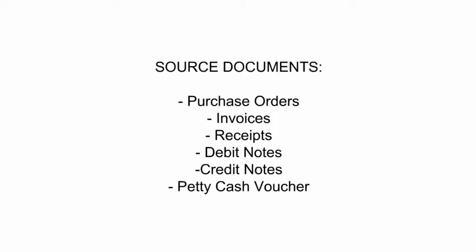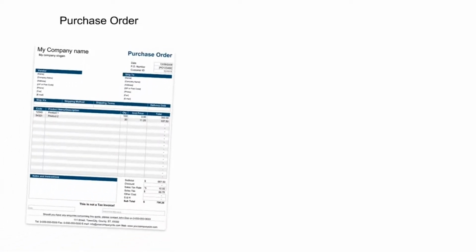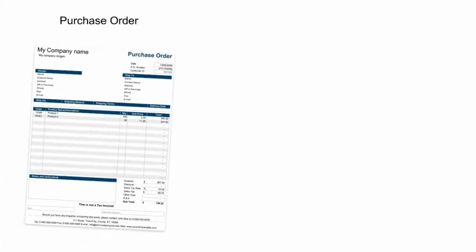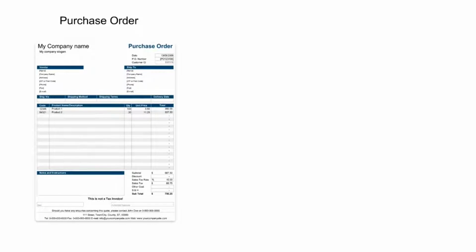So your purchase order. This is a document prepared by the purchaser, and it contains details of goods and services required by the business. The purchase order is prepared detailing items and or services that are required by the business, right? So that needs to be prepared and sent out to initiate the transaction process.